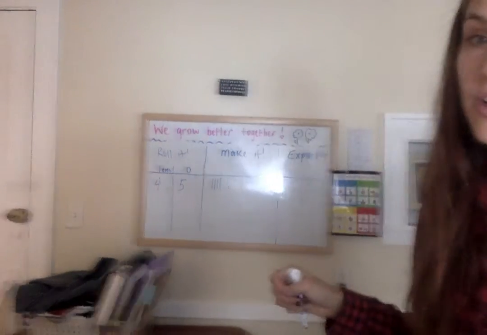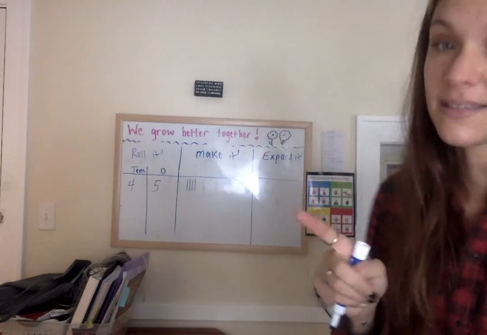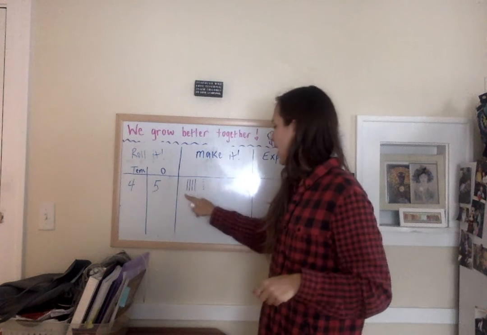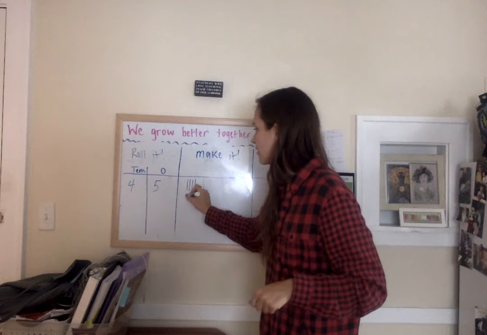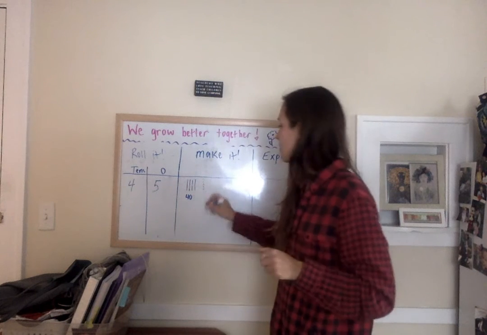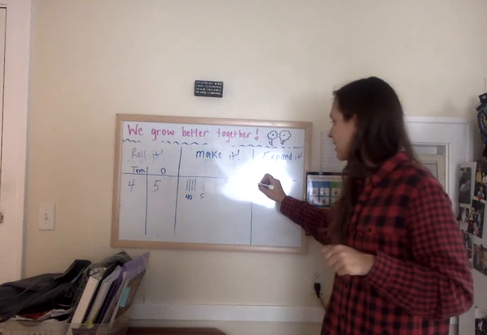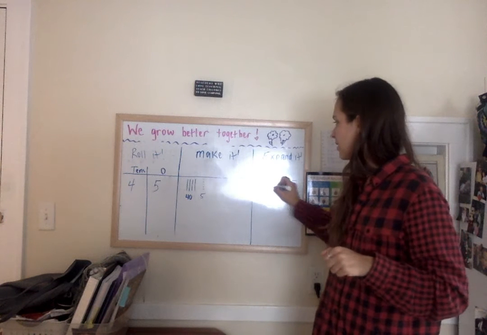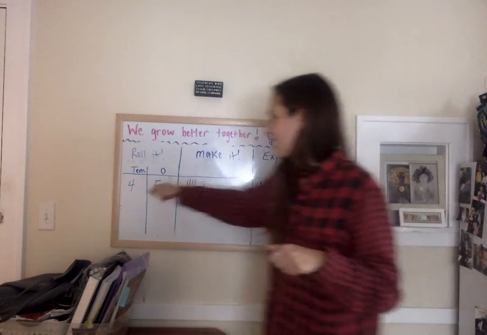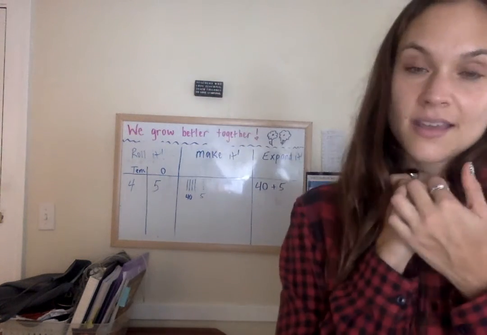Now I'm going to do something called expand it. What expand it means is this. When I made 45, I actually made 40, right? Because this is not 4, it's 40. I made 40 plus 5. So when I expand it, I write 40 plus 5, because this 4 is actually 40, because it's in the tens place.